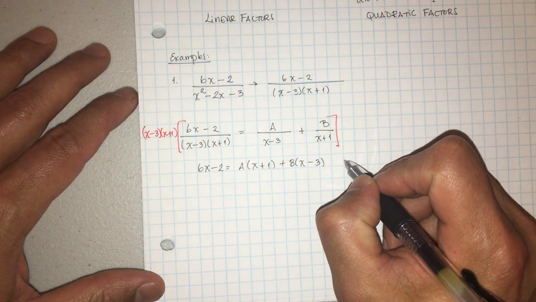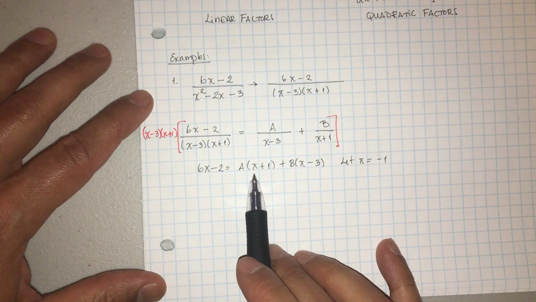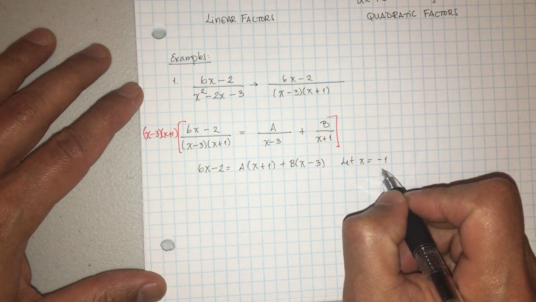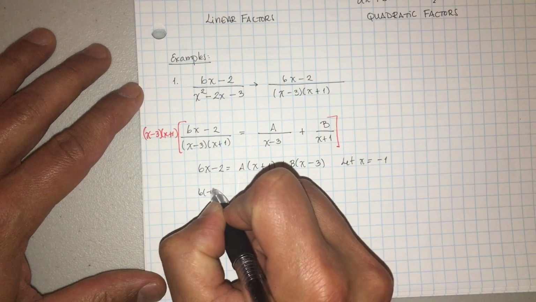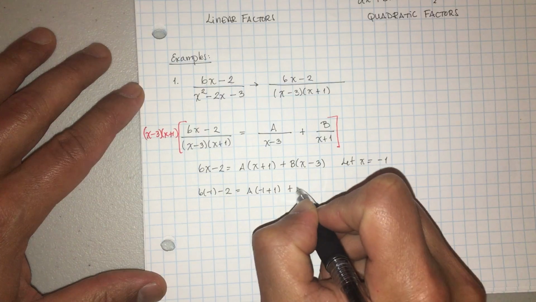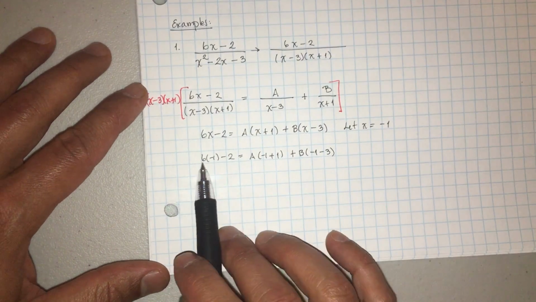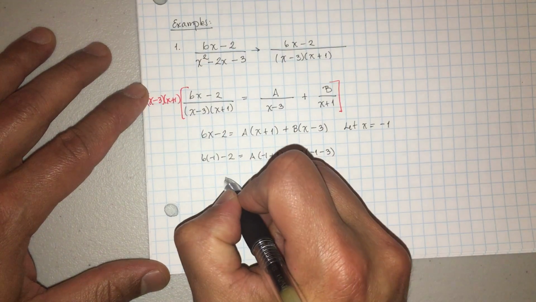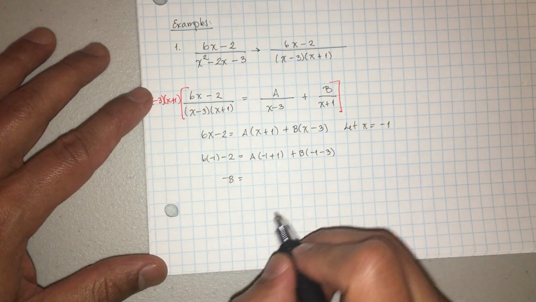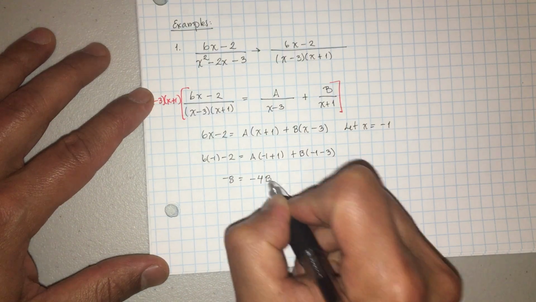So what we're going to do is we're going to let x equal first negative 1. So when x is negative 1, that's going to make this 0, and I'll be able to solve for B. So when x is negative 1, okay, 6 times negative 1 minus 2, A times negative 1 plus 1, plus B times negative 1 minus 3. And then we'll do some mental math. This is negative 6 minus 2 is negative 8. And then negative 1 plus 1 is 0, times A is 0. And then over here, negative 1 minus 3 is negative 4, so it's going to give me negative 4B.